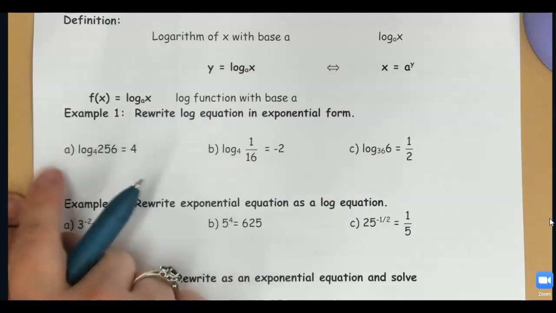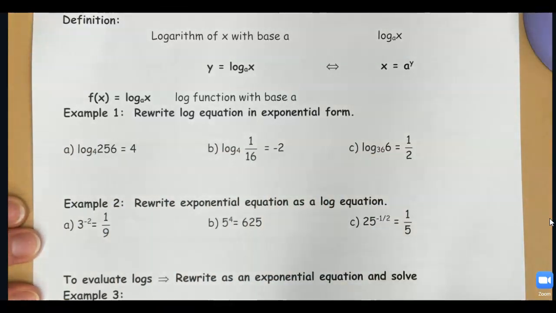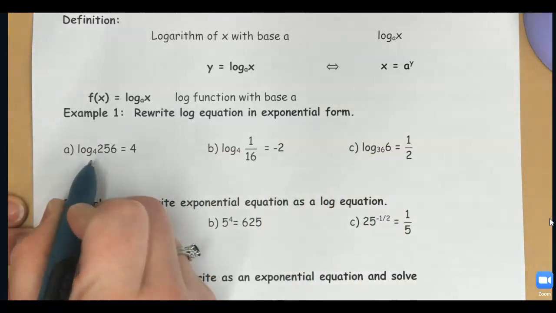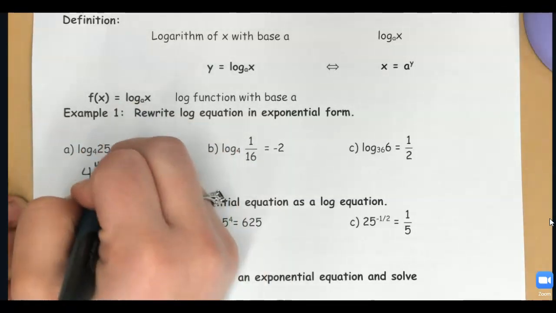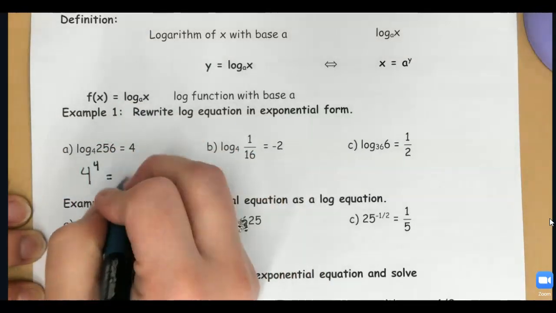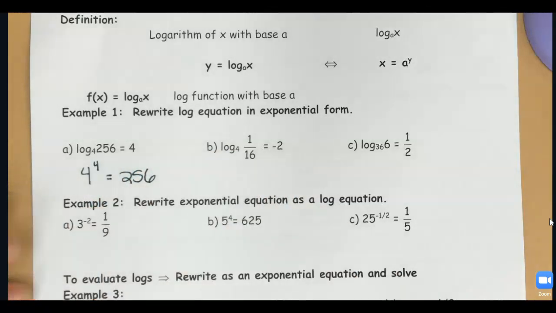Starting on this first one, we are just going to rewrite each of these as exponentials. So the base of my log on a is 4. The number by itself is my exponent, and that's equal to the only other number I haven't used yet. Now with these, it's a lot easier to determine if we've done this correctly, because I can look at this equation and say, is this a true statement or not? If I had arranged those numbers in any other way, I would have a false statement and I would know I had done something wrong. But 4 to the 4th is indeed 256.